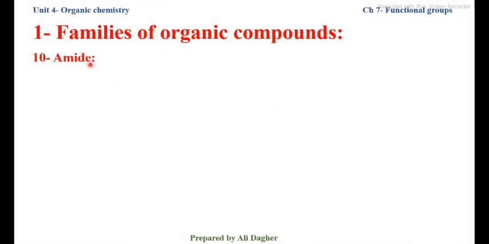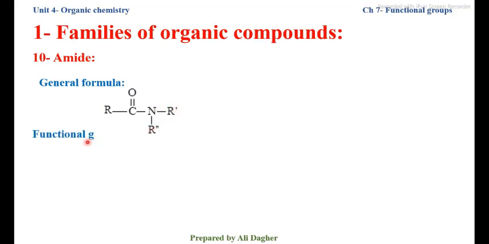The last family is the amide. General formula R-C(=O)-N R' R''. R' and R'' could be hydrogen or carbon and hydrogen. Functional group C=O, single bond N with two bonds, which is called amide group.